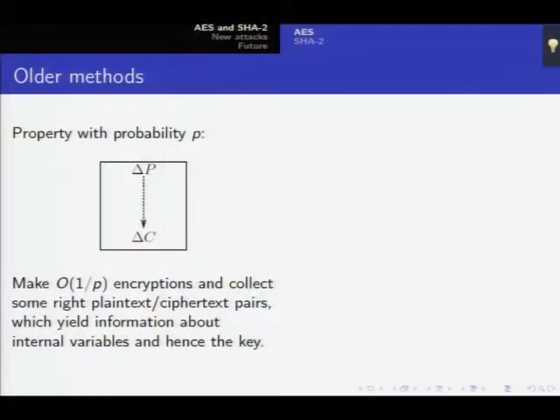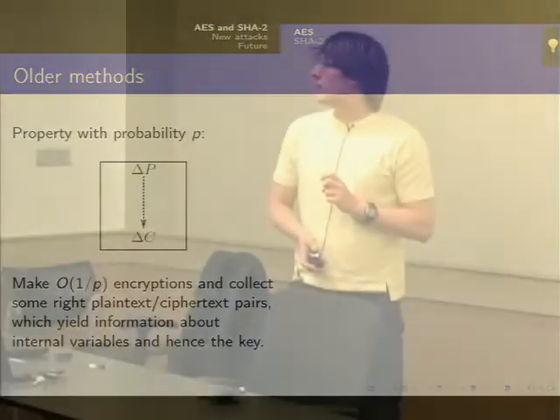What kind of attacks am I talking about? Let me make a small survey. The first attacks AES was designed to counteract were so-called statistical attacks. The idea was to find in a primitive a property which holds with reasonably high probability, say P. For example, an input with property delta P is transformed by encryption to an output with property delta C.